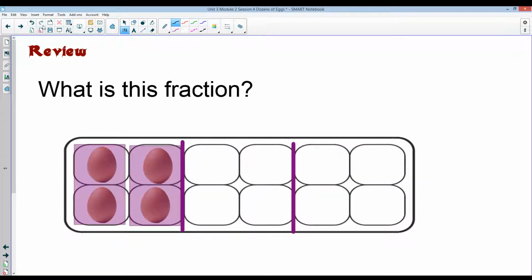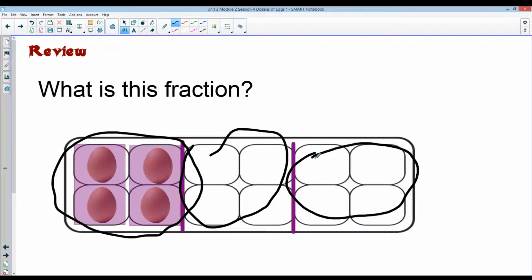All right, so what is this fraction? This time I'm not going to do it right away, but I will give you a little bit to figure it out. Okay, you could have paused that if you need more time, but look at this. We had 3 sections. 1, 2, 3. That goes in the denominator. Only one section, though, was filled in. So 1/3 of 12 eggs equals 4 eggs.